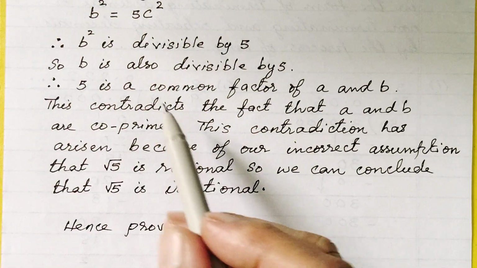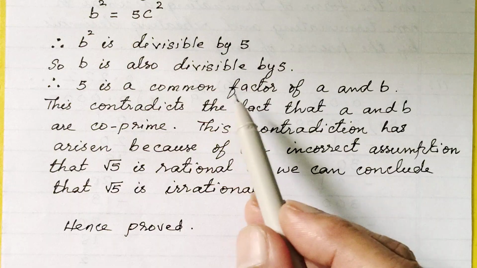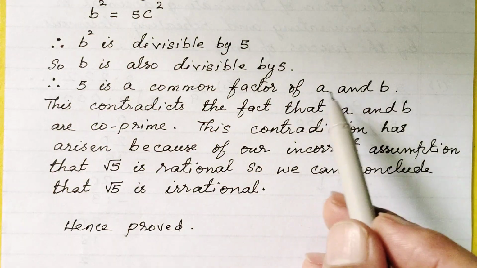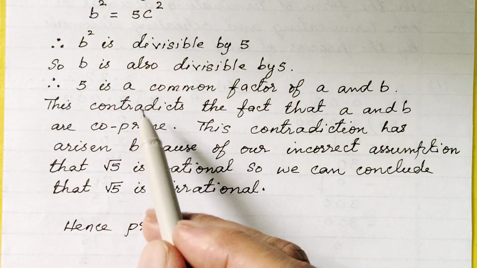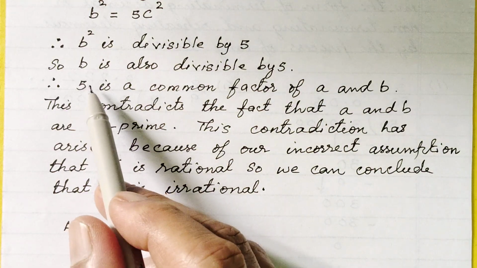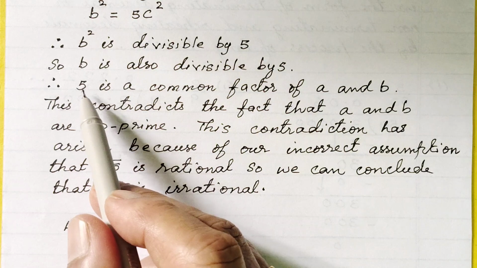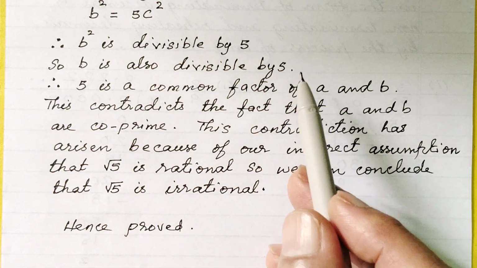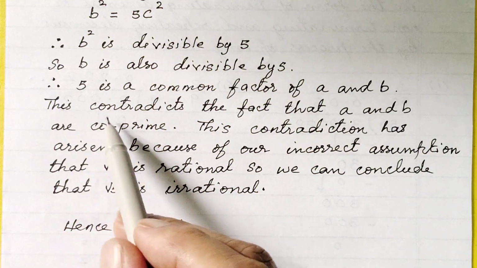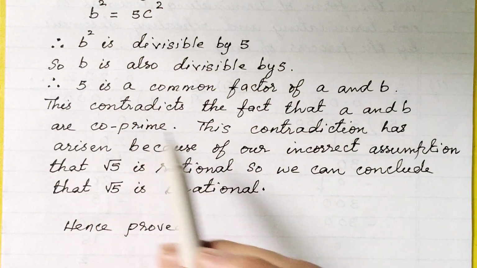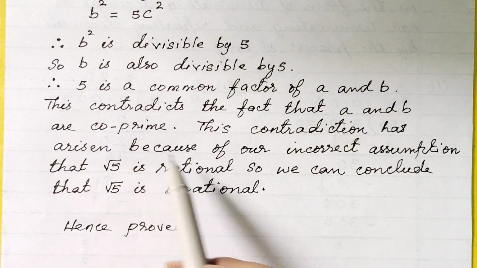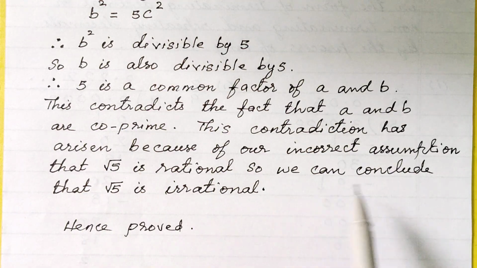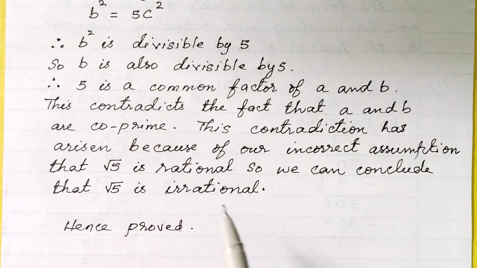You can see here, at the beginning we had taken that a and b were co-prime. That means a and b didn't have any common factor. But here we got 5 as a common factor of a and b. So there is a contradiction. This contradicts the fact that a and b are co-prime. This contradiction has arisen because of our incorrect assumption that root 5 is rational. So we can conclude that root 5 is irrational.